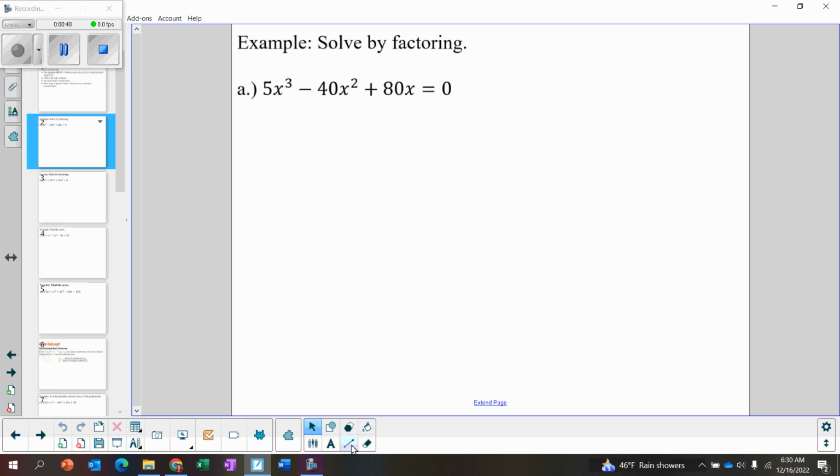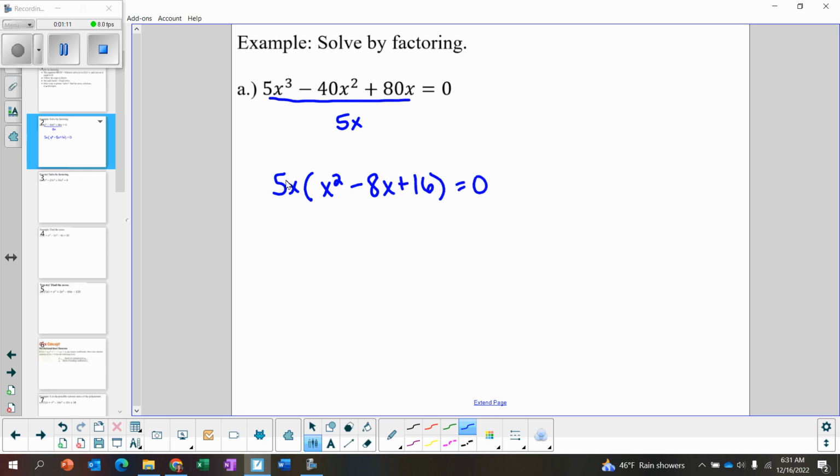So our first problem here, to solve by factoring, I noticed that I have a GCF. 5x can be taken out of all three of these terms. When I divide it out, I'm really factoring it out and putting it on the outside. So now 5x cubed over 5x is x squared. Negative 40x squared over 5x is negative 8x. And 80x over 5x is 16.